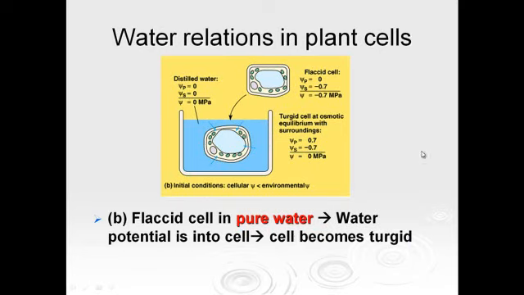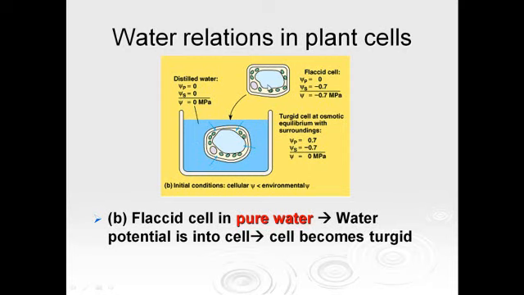Now let's look at it in a real life plant, what really happens with plants, or any cell for that matter. So here I have distilled water. My pressure potential is 0 because it's an open container. My solute potential is 0 because it's distilled water. So my water potential is 0 because 0 plus 0 is 0. So we know that.